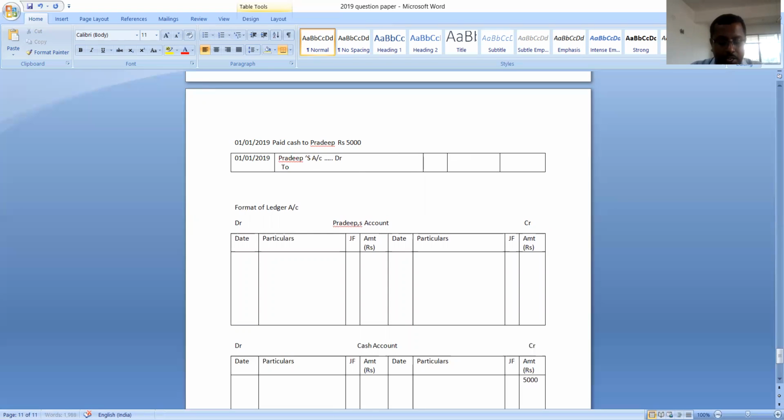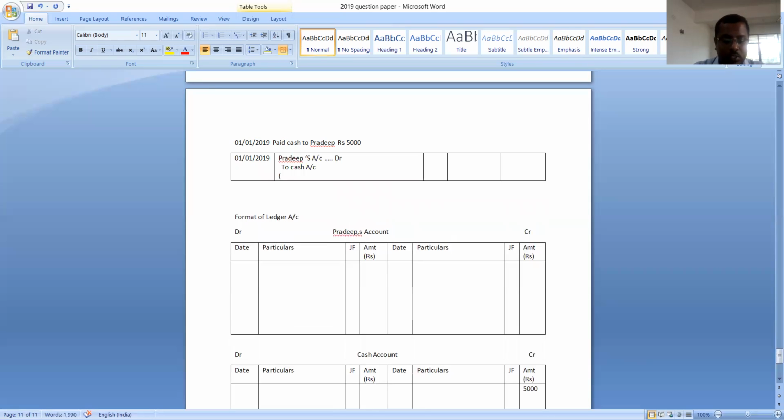Why is cash account credited? Here cash account is credited because cash is going out of the business. So Pradeep's account debit to cash account. What is the narration? Narration is: being cash paid to Pradeep.